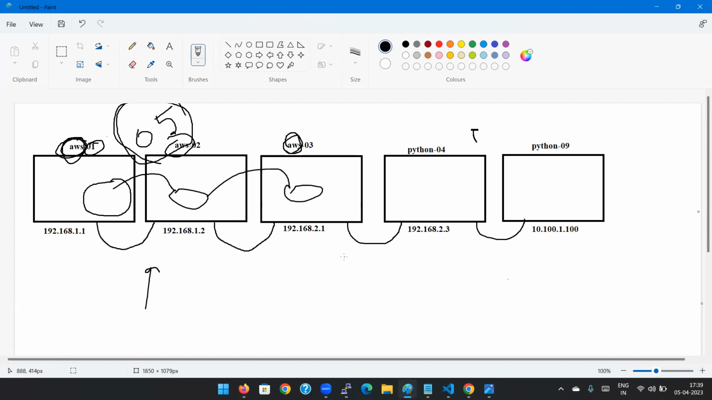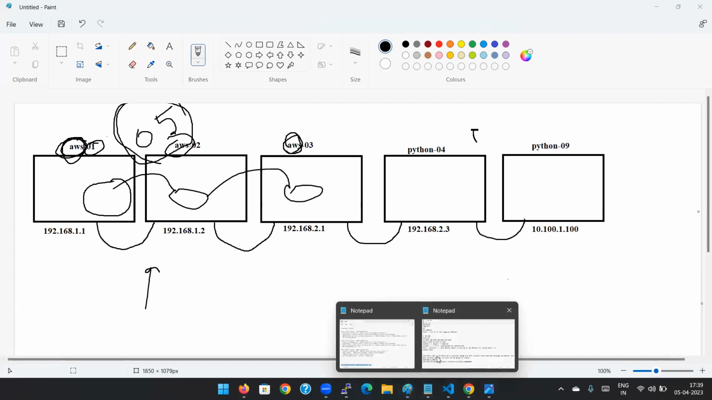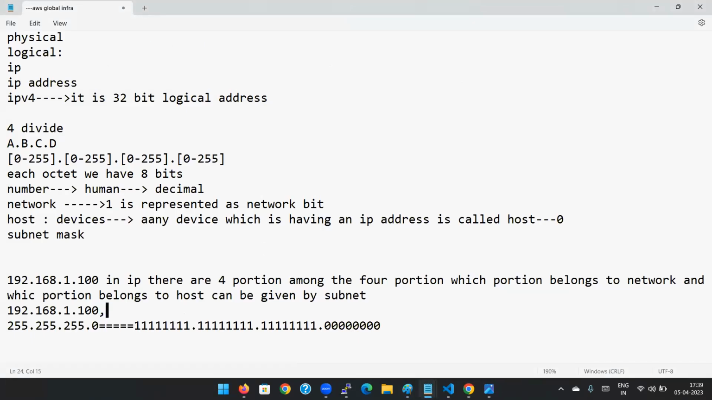In the same manner, if there are so many computers in my office, they will have IP addresses like 192.168.1.10, 192.168.1.125 or 192.168.1.25, 192.168.1.35, and so on. I have so many IP addresses for my computers. If the subnet mask is the same for all these computers, that is 255.255.255.0, then all these computers belong to the same network only.